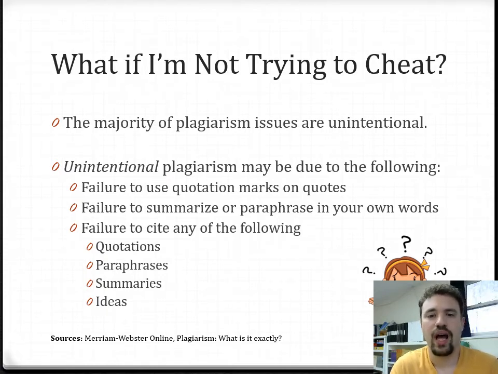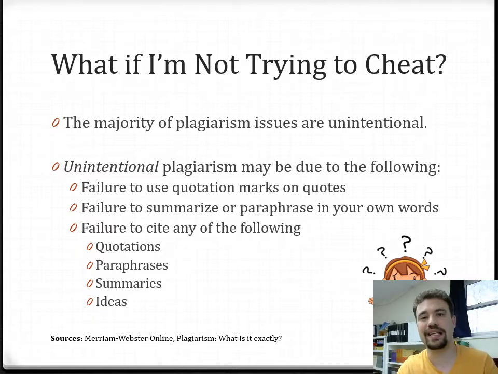So unintentional plagiarism could be due to the following. Failure to use quotation marks on quotes, which would mean that it's not clear that you're giving the author's exact words. Failure to summarize or paraphrase in your own words. So if you were trying to summarize or paraphrase, but you really didn't put it in your own words and you were too close to the author's original words, that could be unintentional plagiarism. Failure to cite anything, whether that's quotations, paraphrases, summaries, fragments of a note, or even ideas that you didn't originally come up with yourself, right? If that's an original idea to someone else.